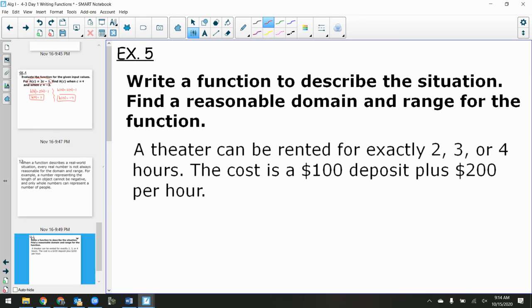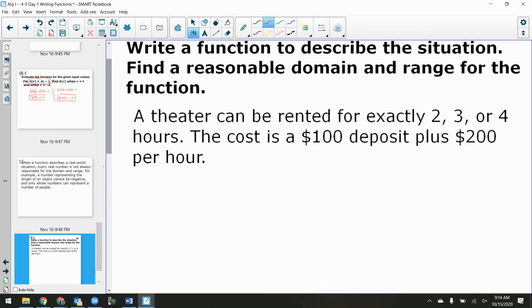When I say reasonable domain and range, I'm saying, what are the types of x values that I could plug in? So in function notation, what's my equation here? The cost is $100 deposit plus $200 per hour. What would my equation be? 100 plus 200. Good. And if we're using this special fancy notation, we write f of x is equal to that.